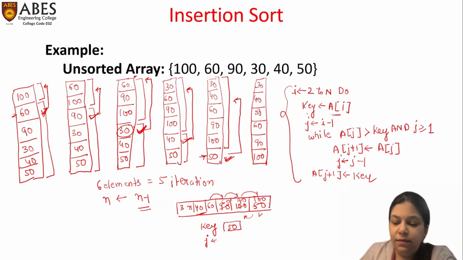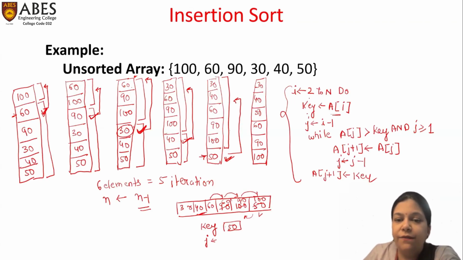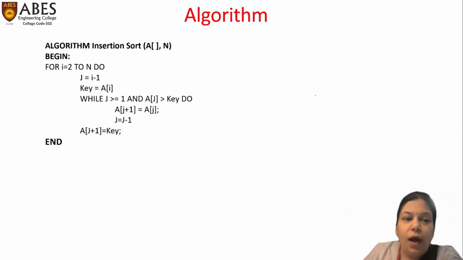So let us quickly see the algorithm. The algorithm says that we have taken an array a as a parameter and n, that is the length of the array, as a parameter. And then the value of i is going from 2 to n, as we have discussed in the previous slide, because the unsorted array will start from 2 and the selection of the key will start from the second index. So i will be equal to 2 to n.